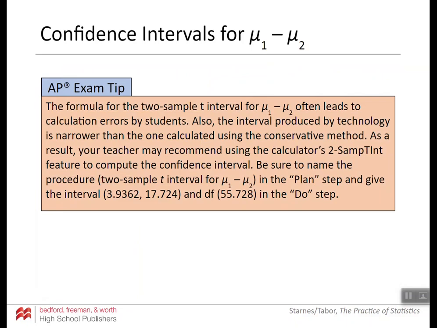Exam tip. The formula leads to a lot of mistakes by students, so technology is helpful. Now, be sure that you name your procedure, which is a 2-sample t interval for mu1 minus mu2 in the plan step, and give all of the information. Give your interval and the degrees of freedom in the do step.